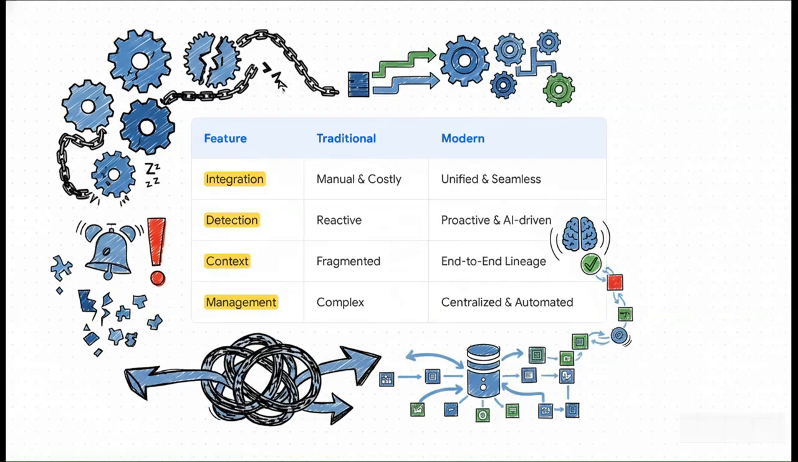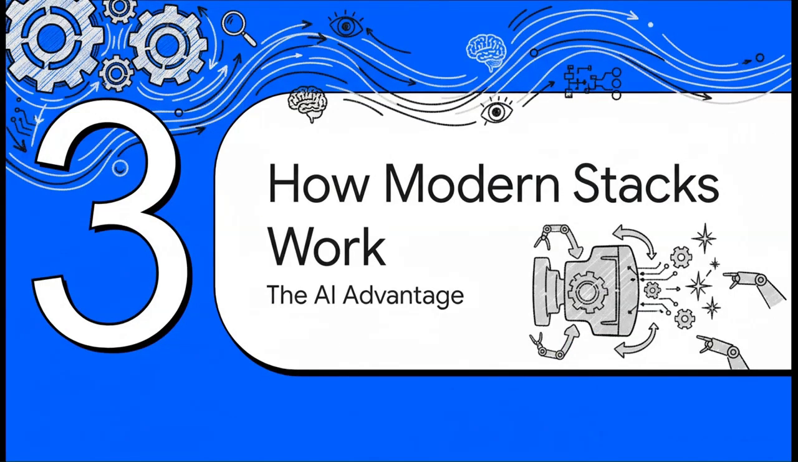And that really gets to the biggest difference: context. The old tools gave you tiny, fragmented pieces of the puzzle. Modern platforms give you that full end-to-end lineage, so you always know the whole story. So you might be wondering, how do these new platforms actually pull this off? Well, the secret sauce really is a powerful combination of automation and AI. Let's take a look at the engine driving this whole new approach.